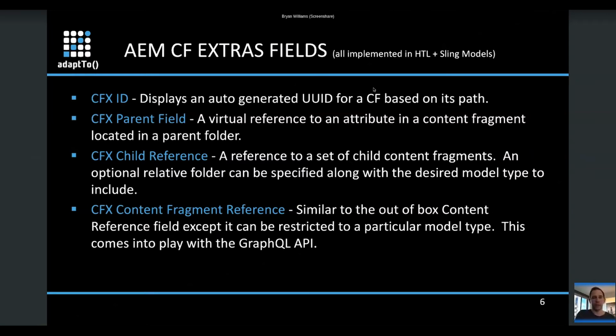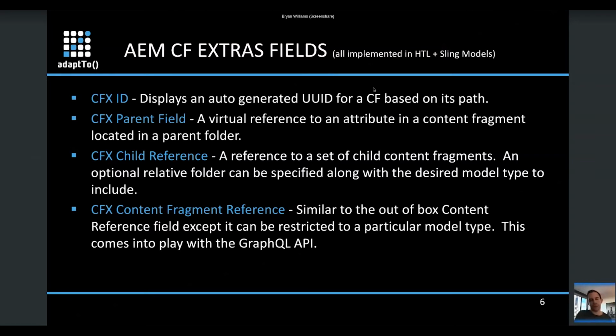The first one, CFX ID. This is really just an ID to represent a content fragment. It's based on the path, and then it's a hash GUID for that path. Of course, if you moved the content fragment, this would change, but it's necessary when we're querying the content fragments, which we'll get to later. I have a parent field. This allows us to reference a field in a parent content fragment located in a parent folder. We'll see that later. We have a child reference field, which goes the opposite direction, and you can pull in content fragments that are children of a content fragment.